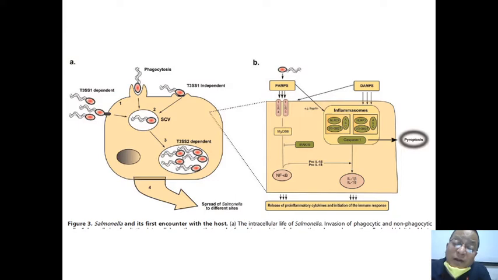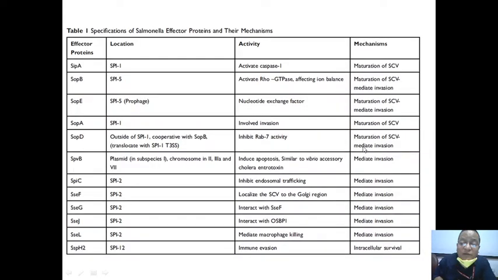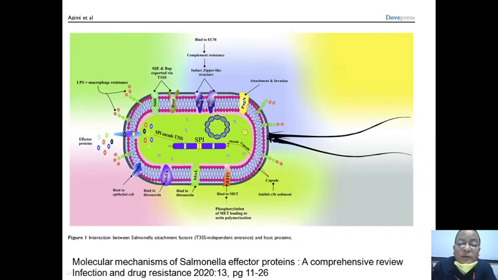But specifically for Salmonella typhi, it somehow downregulates the inflammatory response inside the epithelial cell. So unlike Salmonella enteritidis or non-typhoidal Salmonella, which produce a large amount of inflammatory response, typhoidal Salmonella somehow manipulates both the epithelial cell as well as the macrophages. I'll just come back in a moment.